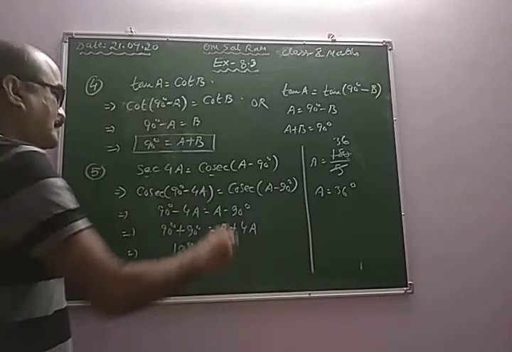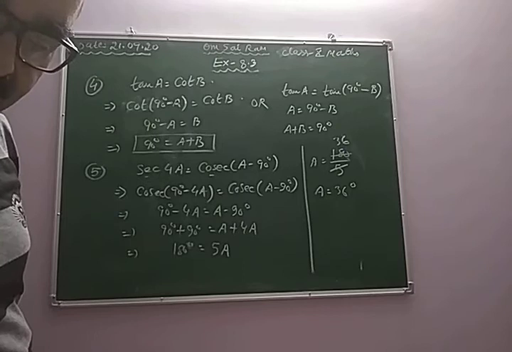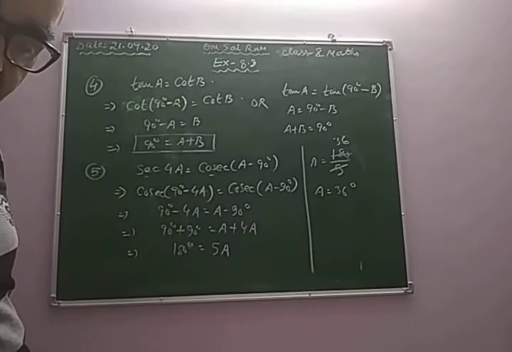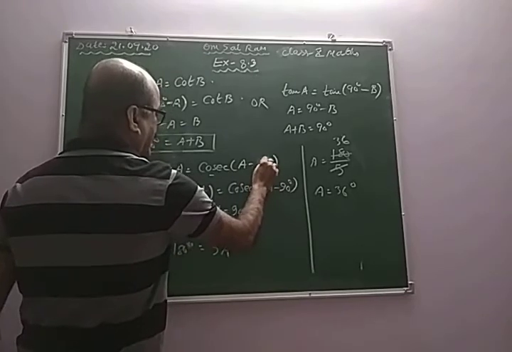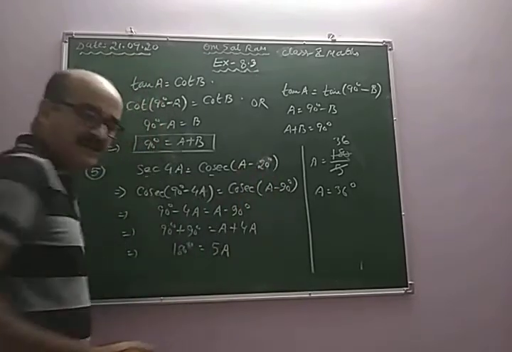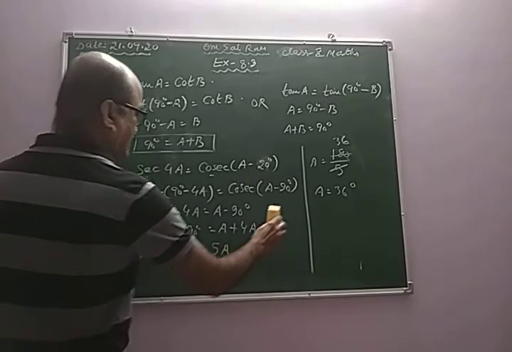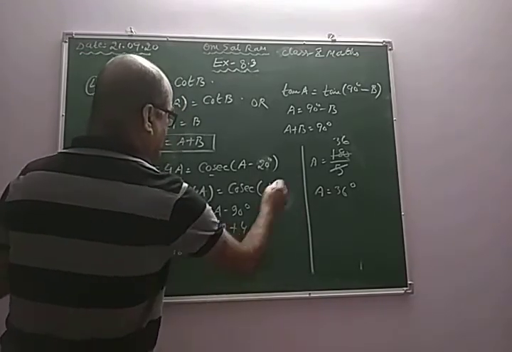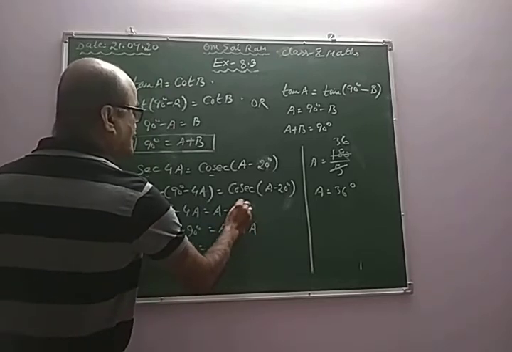Sorry, here it is not sec 4A is equal to cosec A minus 90, here it is A minus 20. Sorry, here we have angle 20 degree. Right? So what will happen? Here there is no change. 20 degree. So here also 20 degree.